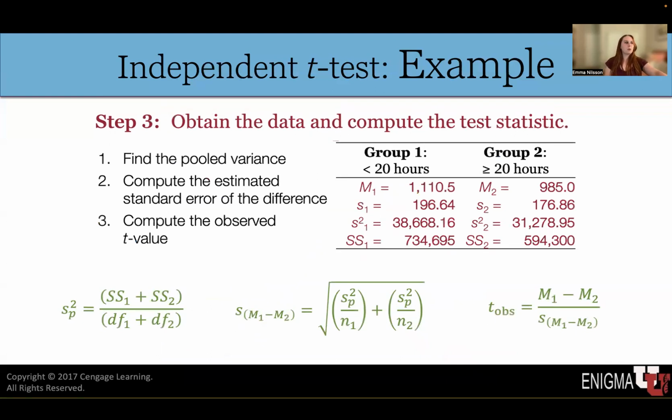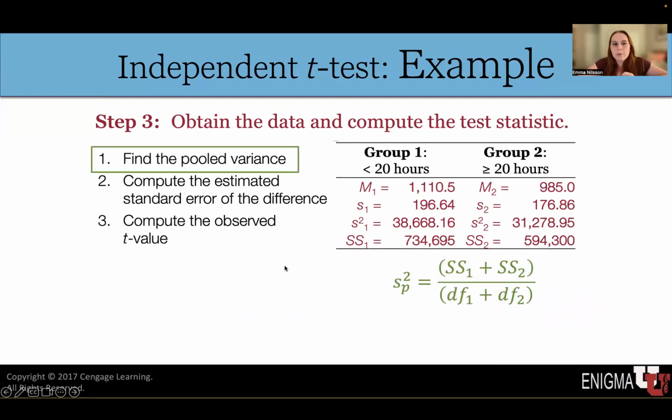Step 3 is going to be to obtain our data and compute our test statistic. So in order to get our test statistic, we need to do 3 steps. Number 1, we need to find our pooled variance. Number 2, we're going to use our pooled variance to find our estimated standard error of the difference, this guy, our denominator. And then step 3 is we're going to use that denominator to calculate the t statistic.